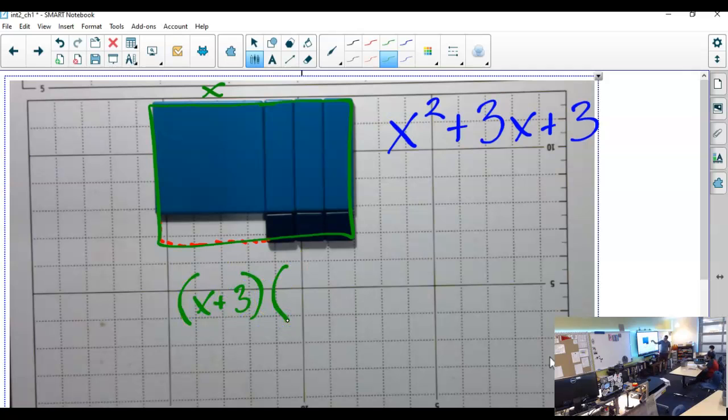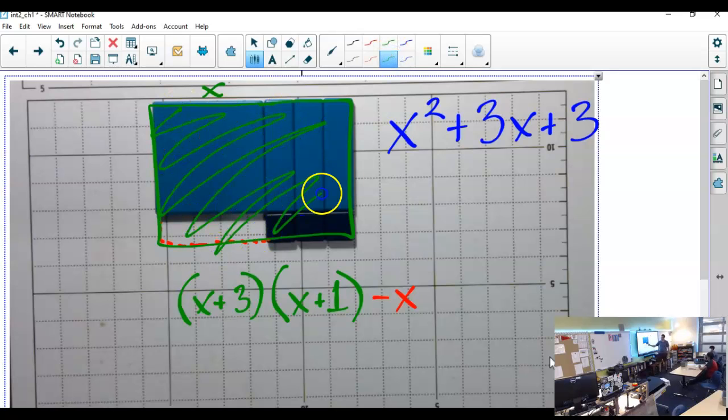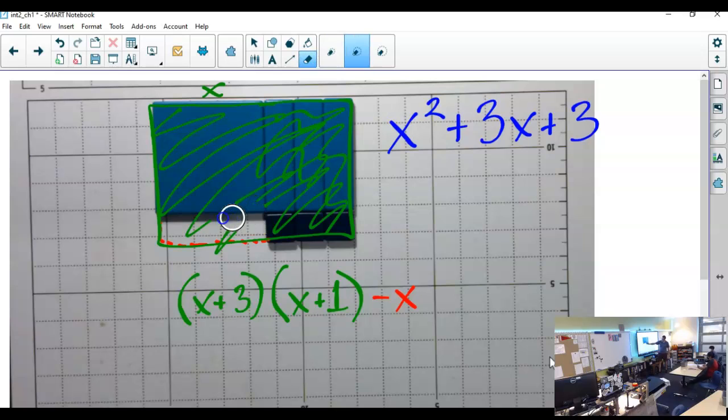How tall is it? X plus 1, but we're missing an x tile. Right? Because what I wrote in green is everything inside of this box. But I don't have everything inside that box because I'm missing this.